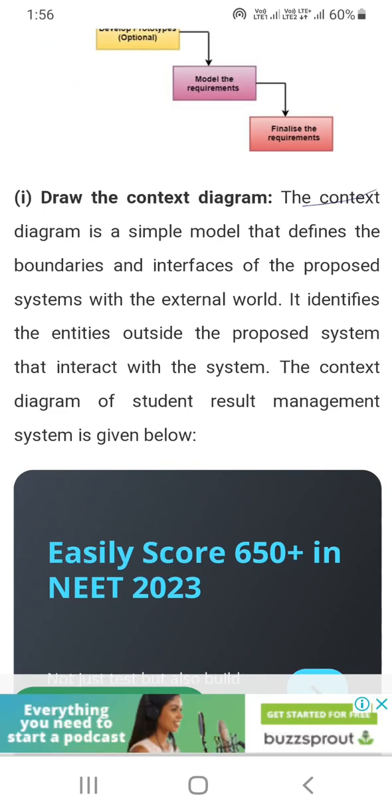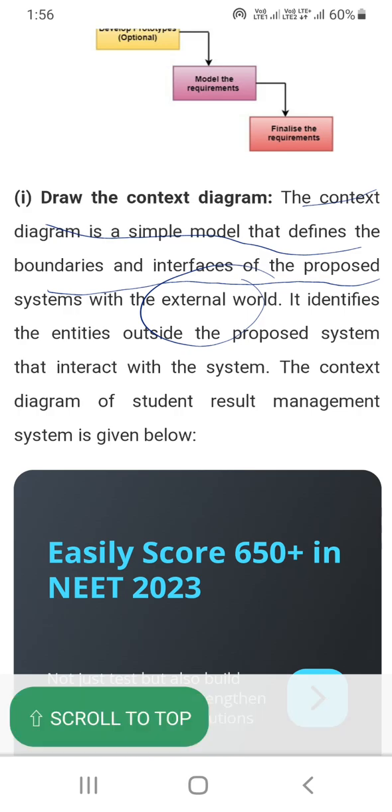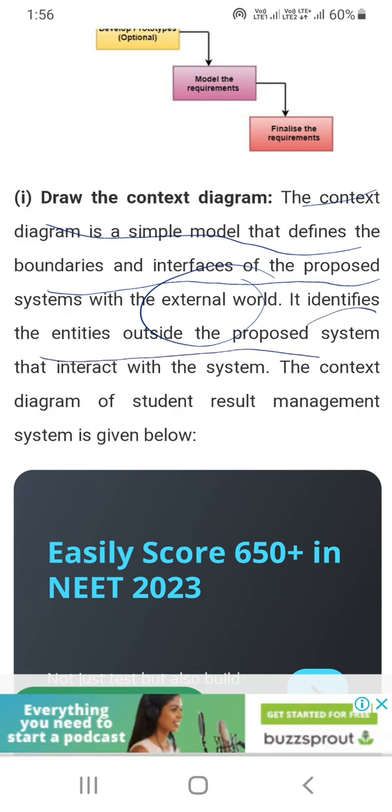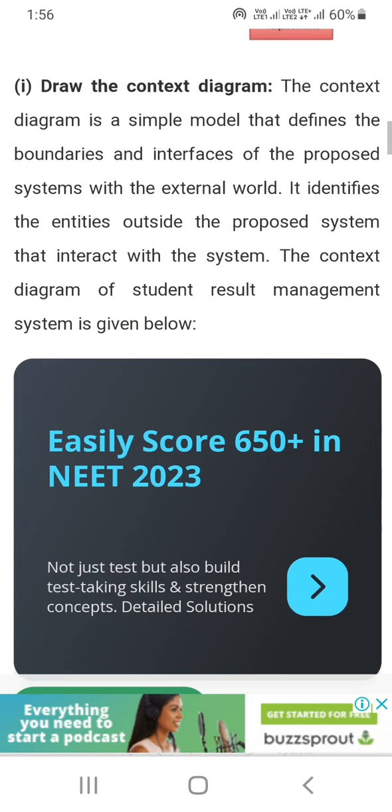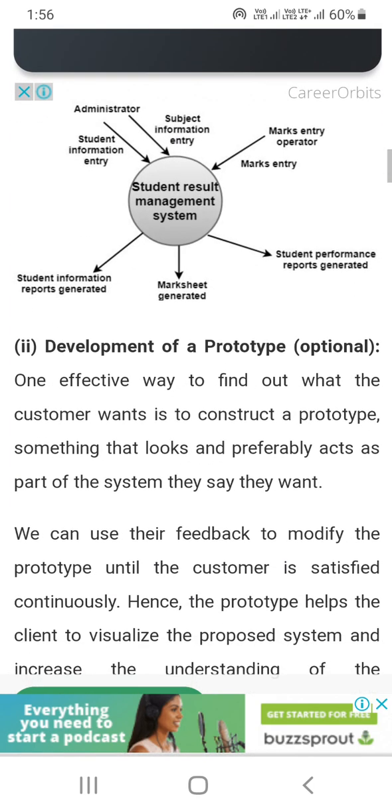So the context diagram is a diagram of the model that defines the boundaries and interface of the proposed system with the external world. It identifies the entities outside the proposed system that interact with the system. The context diagram of the student result management system is given below. So we are going to see that. Here you can see that.